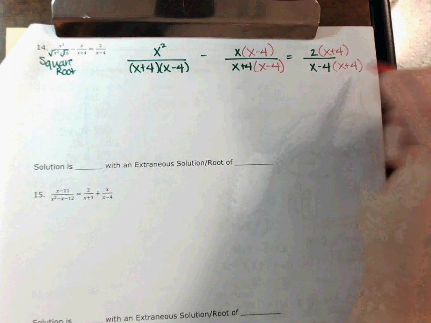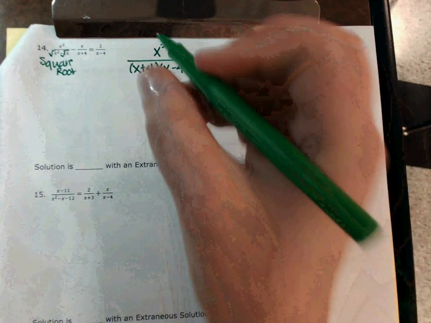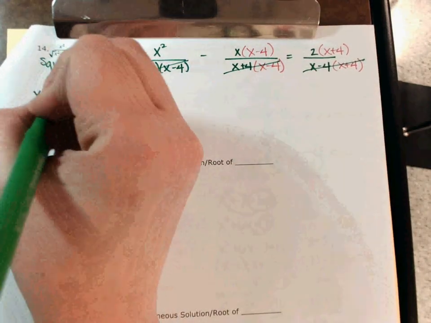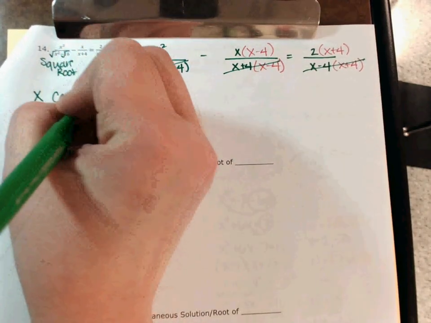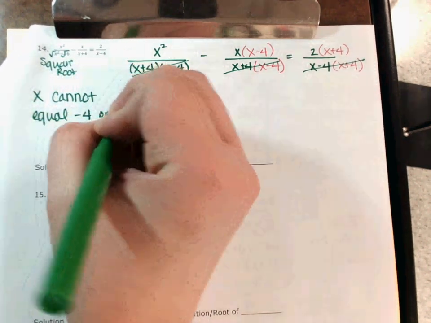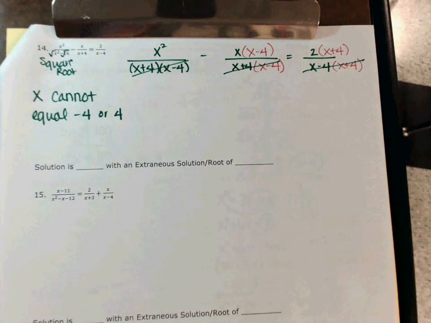So the way that I graded y'all's test was that if you at least broke it down and did that step, I gave you half credit. Okay, because it seemed like most of us could at least do that part. Okay, then from there, remember I can cross out the bottoms. What is x not allowed to equal that I'm crossing out? It cannot equal -4 or 4. So if either of those are my answers, I can't pick it.